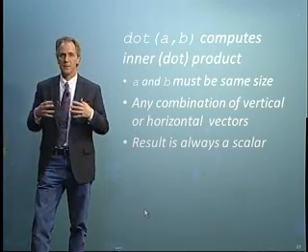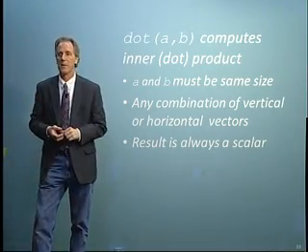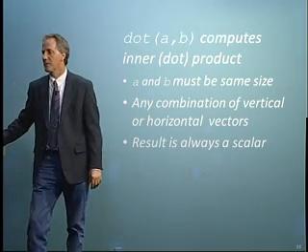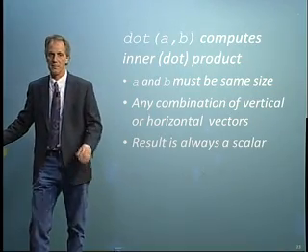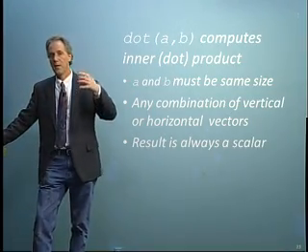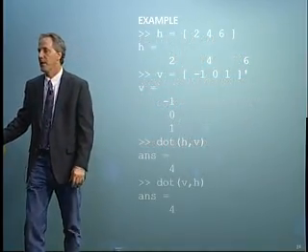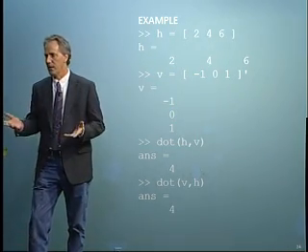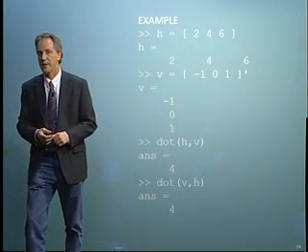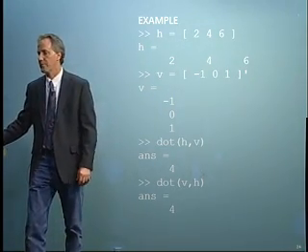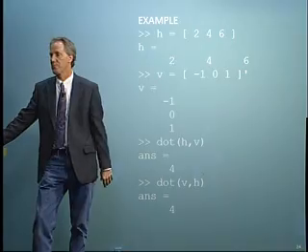The dot command, dot(A,B), gets the inner product or dot product. A and B must be of the same size. Any combination of vertical or horizontal vectors works, and in this case the result is always a scalar, just like when you learn in physics about the dot product, which is also called the scalar product. It results in a scalar, a single answer, not a vector. So for example, H and V, whether you do dot(V,H) or dot(H,V), you get 4. It doesn't produce an entire 3 by 3 block of numbers. It doesn't produce 9 numbers when you switch them.